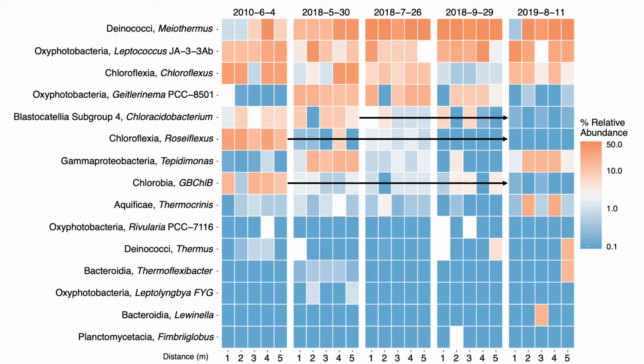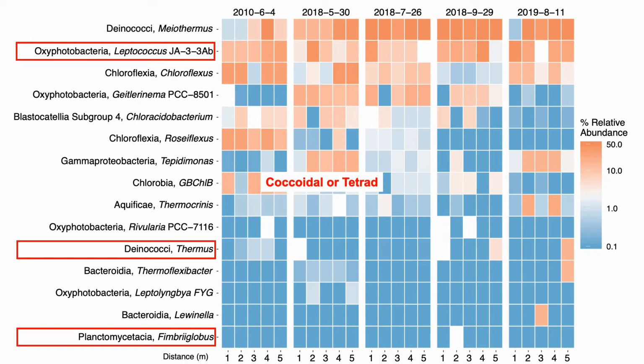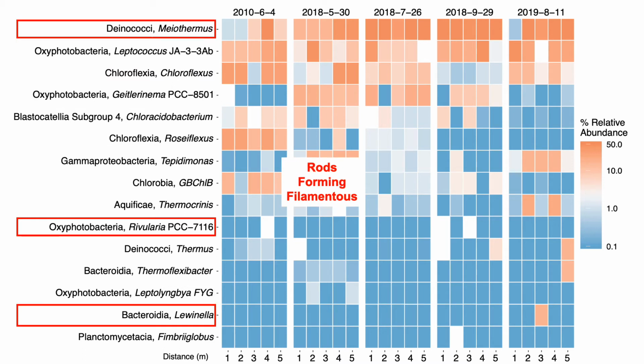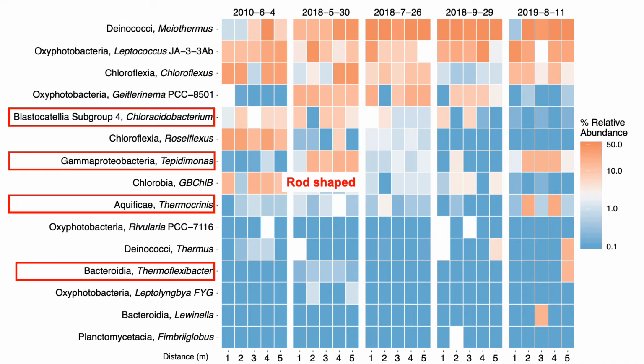Lastly, we can examine potential morphology as inferred by 16S rRNA gene sequencing. We see a range of morphologies from coccoidal and tetrad to filamentous, which seem to represent a large portion of the microbial community's abundance. Also present are rod-forming taxa, which under different environmental pressures will form filaments. Lastly, individual rod-shaped morphologies such as Chloroacidiobacterium are present as inferred by 16S.